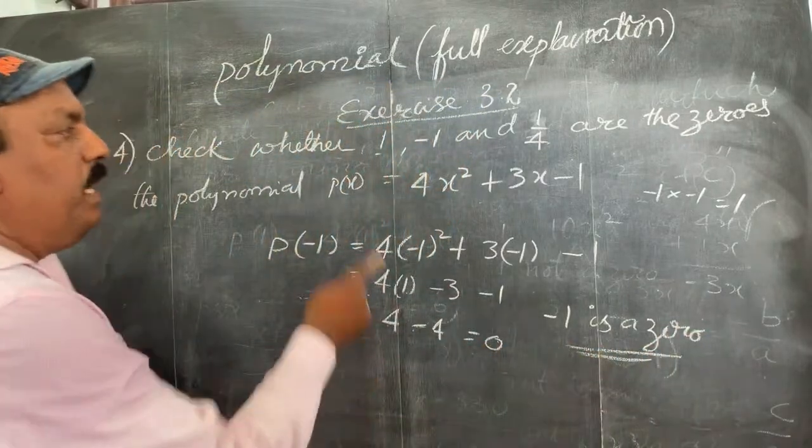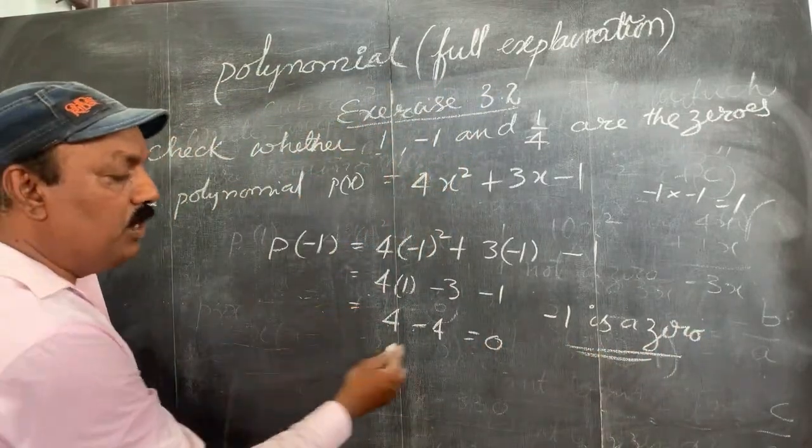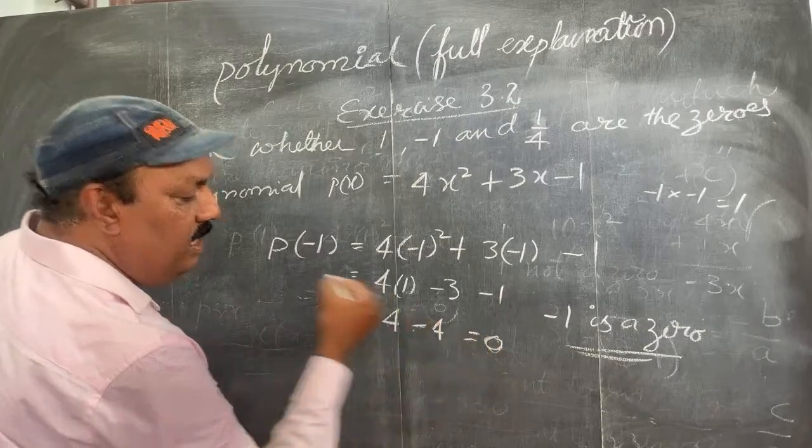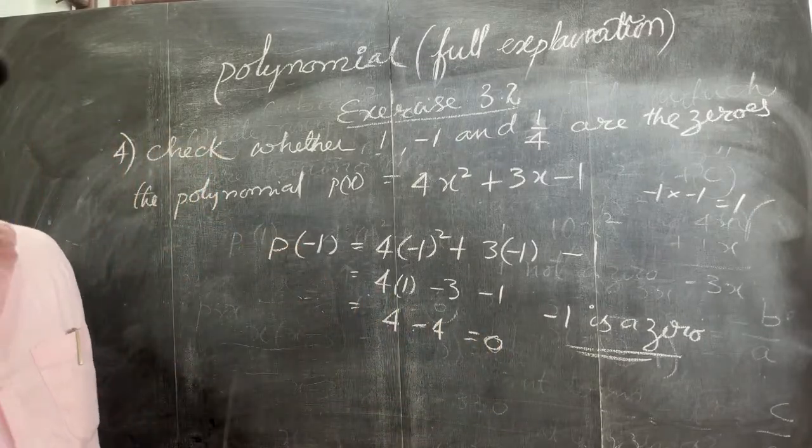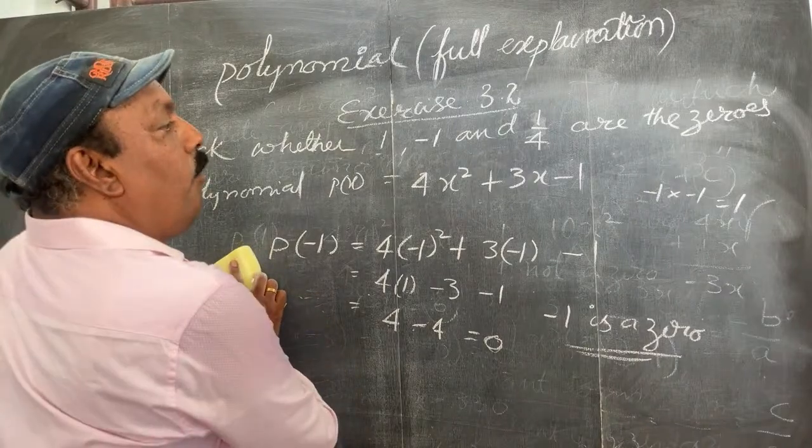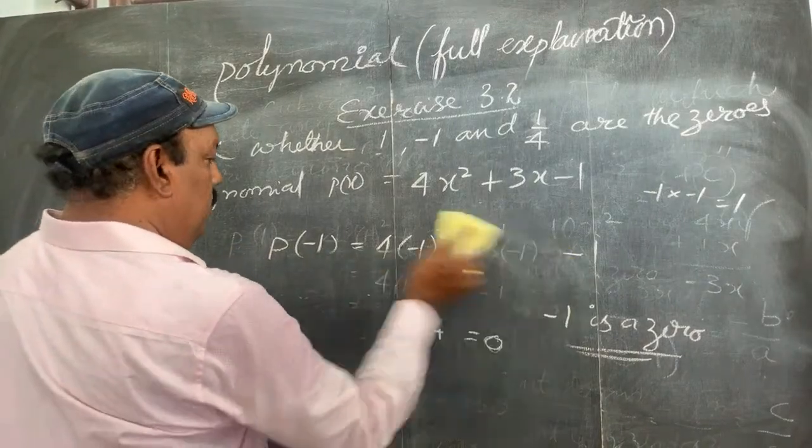Minus 1 is a zero, but 1 is not a zero. Why? Because in the final answer we got 0. Now we will confirm whether 1 by 4 is a zero or not.